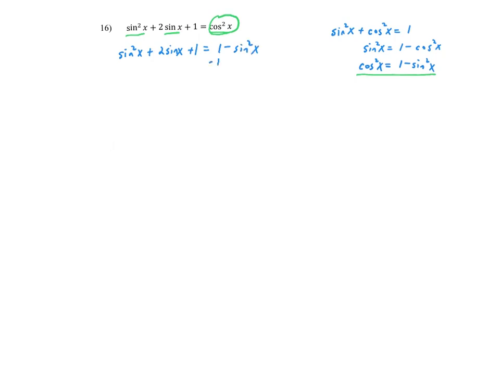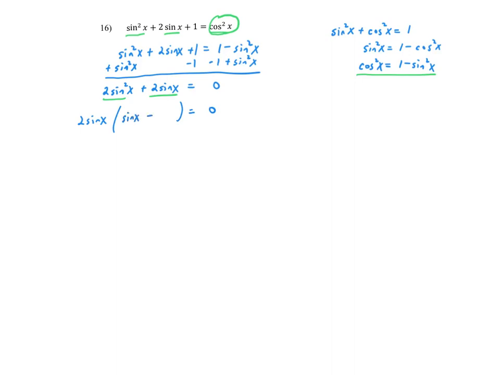Now subtract 1 from both sides and add sine squared of x to both sides. We'll get 2 sine squared of x plus 2 sine of x equals 0. We have trig expression equals 0. This is a GCF problem. We can factor out 2 sine of x from both parts. If we factor out a 2 sine of x, we're left with sine of x plus 1.